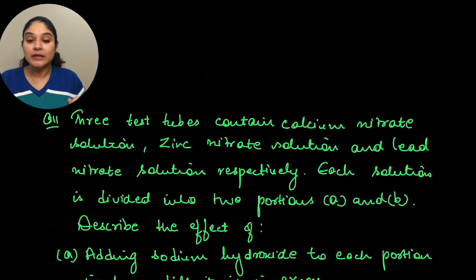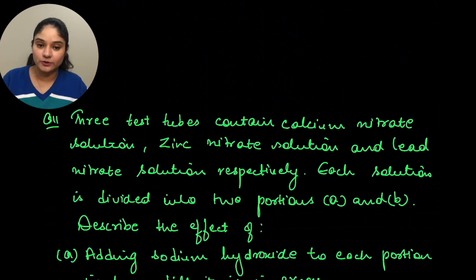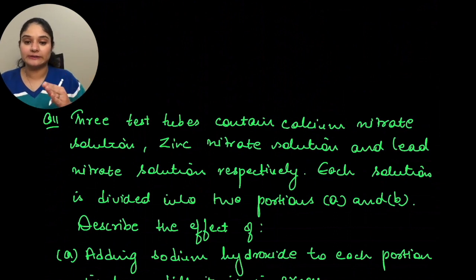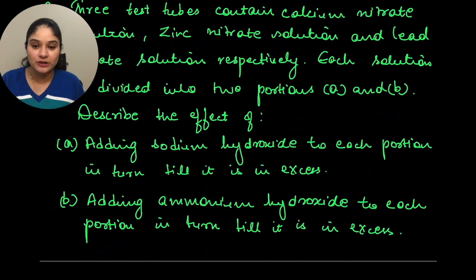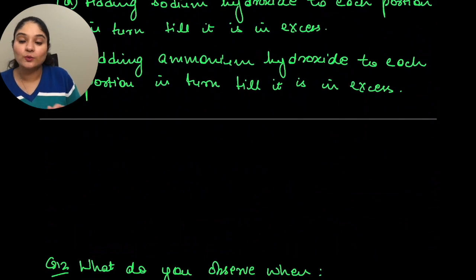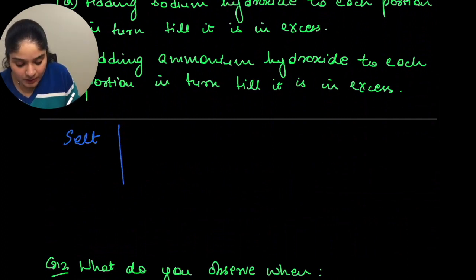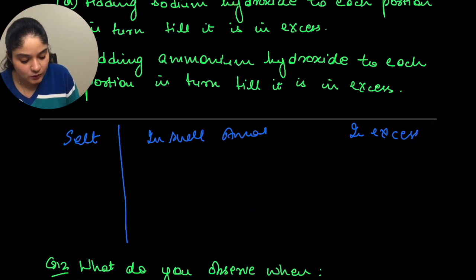Question number 11. 3 test tubes containing calcium nitrate, zinc nitrate and lead nitrate solutions respectively. Each solution is divided into 2 portions, A and B. Describe the effect of adding sodium hydroxide to each portion, and the second is adding ammonium hydroxide. So first you add a little and then in excess. That is pretty simple. How will you write this answer in the exam? You will mention the salt, then you will mention in small amount, and then you will mention in excess. And you will do this for both the parts.